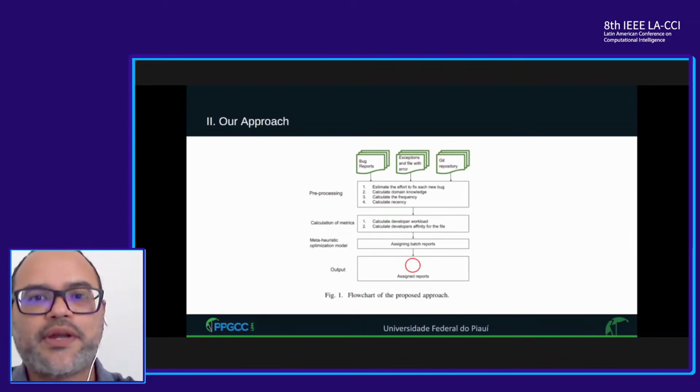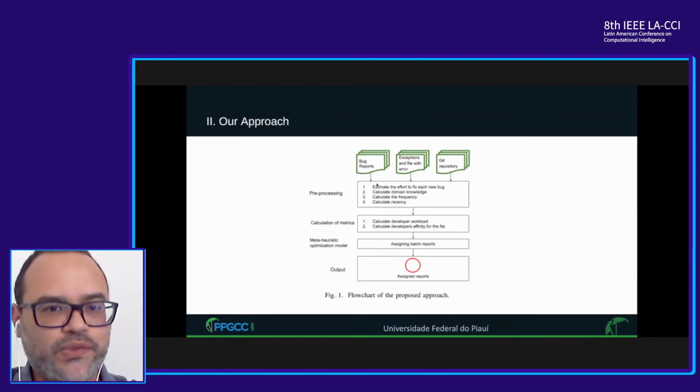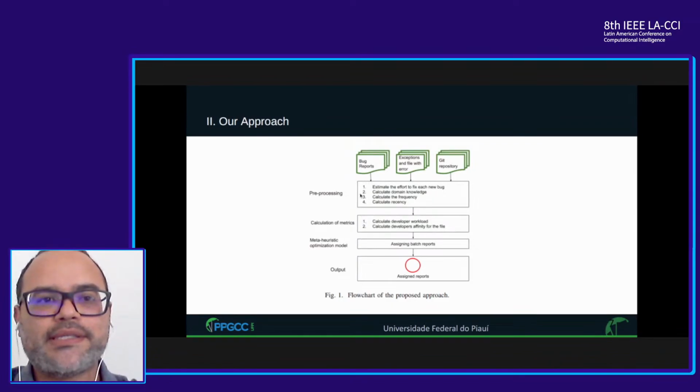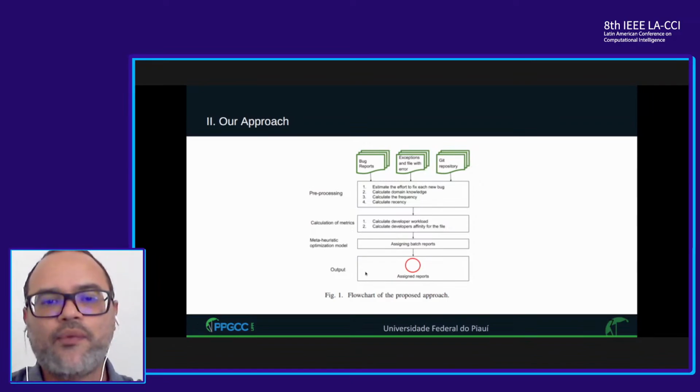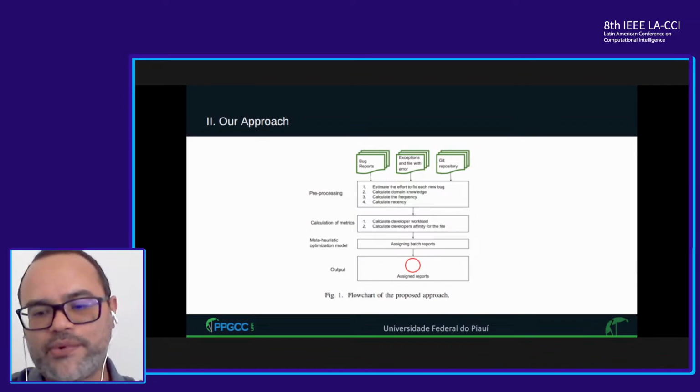Now I'm going to talk about our approach. Our approach works with some inputs, and it has 3 steps. As inputs of the process, we need to have bug reporters from the system that we use to control bug reporters, exceptions and a file with the error, and a Git repository. With these three parts, we can start working with our process. On the next slides, I'm going to show each step. And in the end, as output, we have the reports assigned to developers.